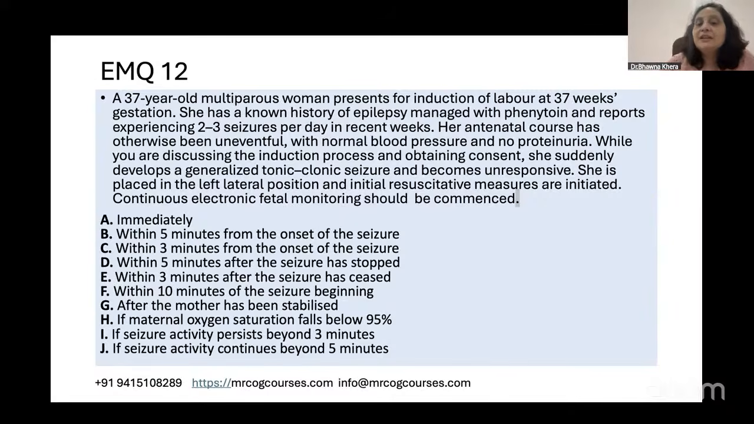So yes, see, the question is more about when to do electronic fetal monitoring in the patient who has got the seizure. So the correct answer is the mother has been stabilized. When the mother is stabilized, then we go for the CTG monitoring. So we will wait for the mother to stabilize to go ahead with this. Okay. So that's the correct answer here.